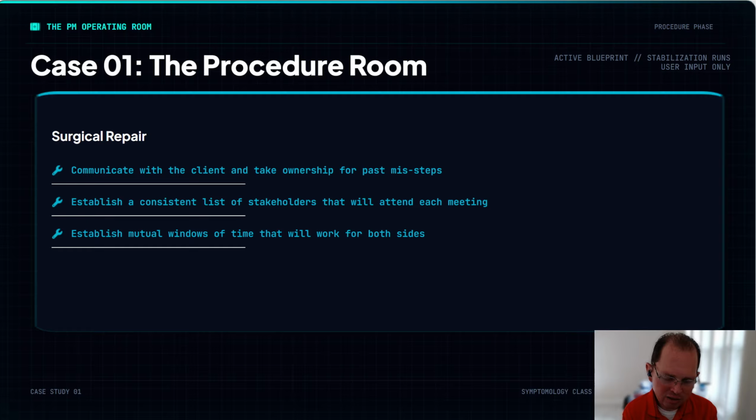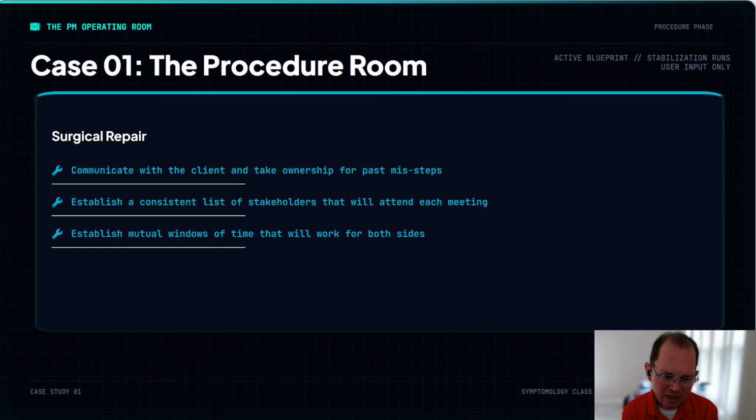But in any case, we just need a list. We need a list established of who's going to attend what meeting. And it's really that simple. So rather than going back and forth, let's establish those stakeholders for every meeting and get that in writing and get that shared document out to both sides.